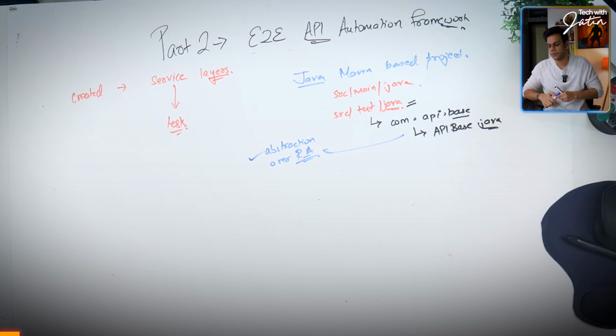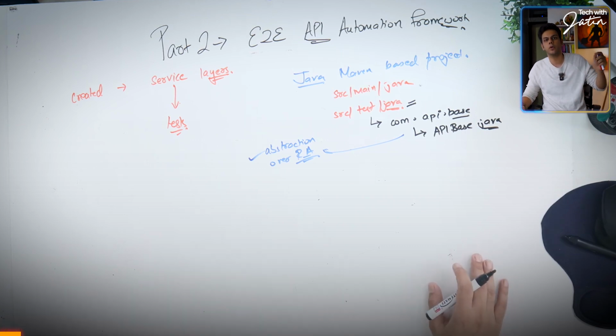So why we did that is so that when I'll be writing my test scripts, it's going to be a pretty simple Java concept. I'm going to create a class, I'm going to create an object, and I'm going to access the method. As simple as that. I don't want to write something like given, when, then, and so forth.